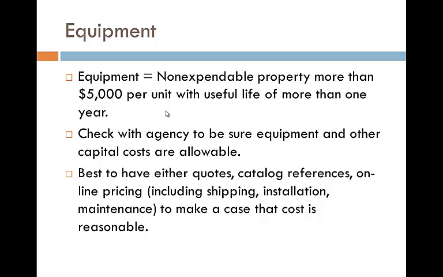Equipment. The federal government defines equipment as non-expendable property more than $5,000 per unit with a useful life of more than 1 year. That is, if you have 5 pieces of equipment for $1,000 each that total $5,000, those should go under materials and supplies. Double check the guidelines to make sure that equipment or capital costs are allowable. It's best to have either quotes, catalog references, online pricing to make a case that the cost is reasonable, and include this in your budget justification.